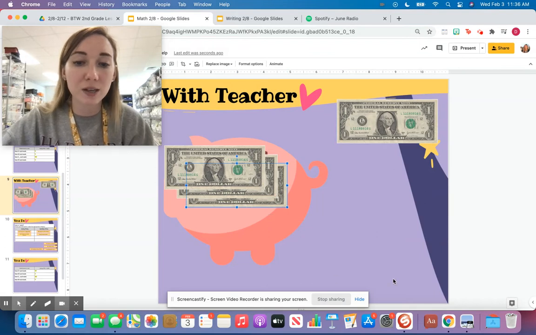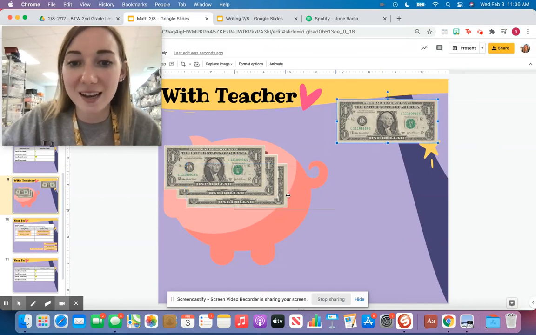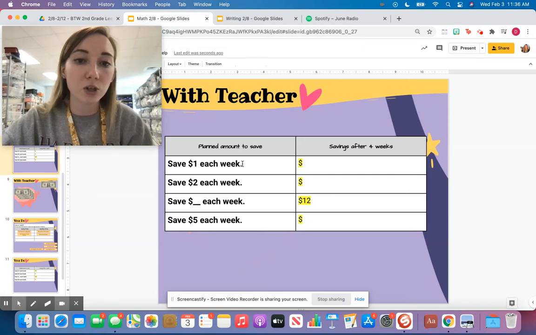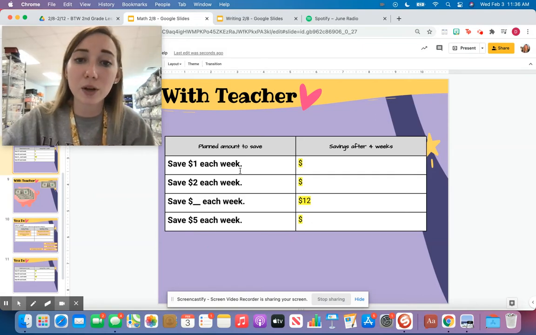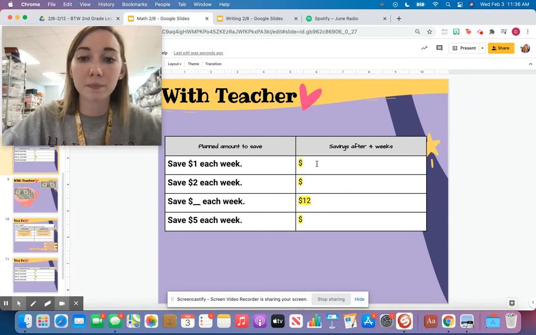$1. And how much money is in my piggy bank after 3 weeks, everyone? $3. And now it's been 4 weeks. And how many dollars do I have after 4 weeks? How many do you see? We see 1, 2, 3, 4, right? So we're going to go back to our chart and we're going to say that if we save $1 each week, after 4 weeks, how much money do we have, everyone?